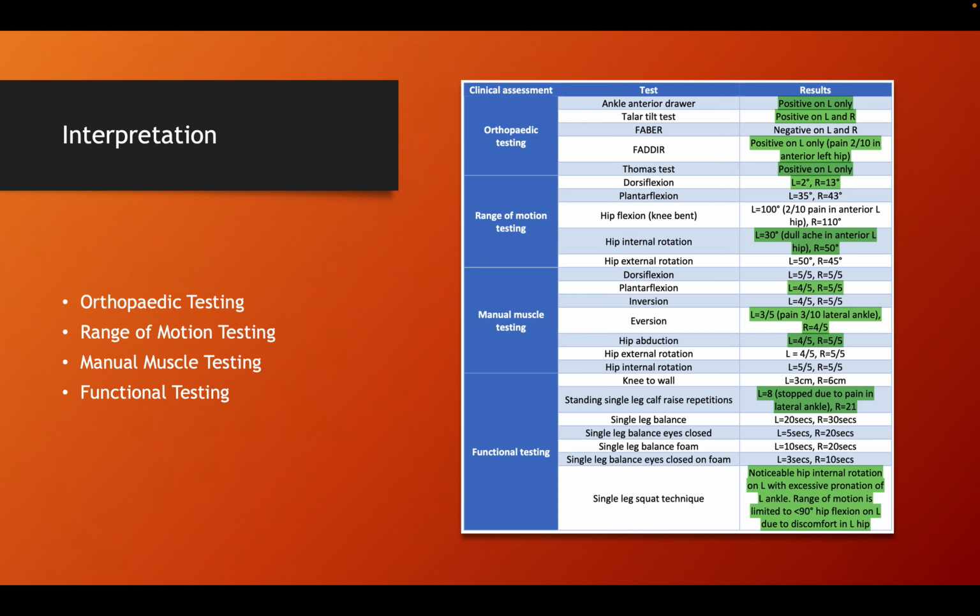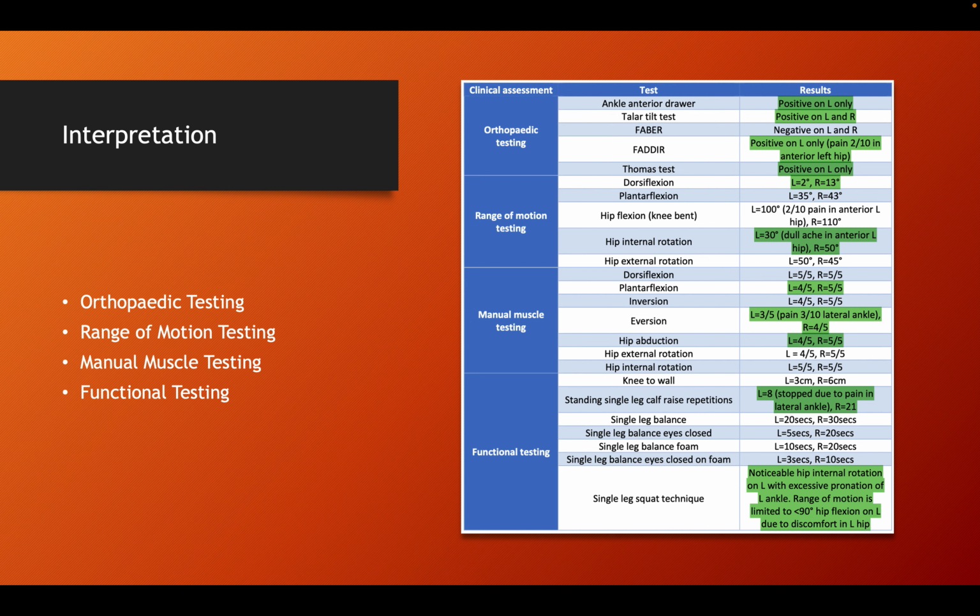and muscle weakness. The orthopedic testing reveals multiple positive findings that align with the client's reported symptoms and functional limitations. A positive talar tilt and anterior drawer on the left indicate lateral ankle ligament instability, supported by pain and weakness during plantar flexion and inversion. The FADDIR test was positive on the left, with the anterior hip pain suggesting potential FAI, or labral irritation. This is reinforced by restricted and painful left hip internal rotation and flexion. A positive Thomas test indicates tight left hip flexors, contributing to altered movement during functional tasks.